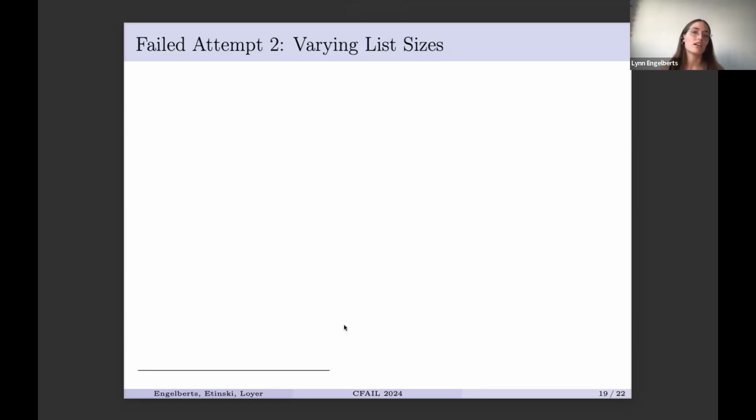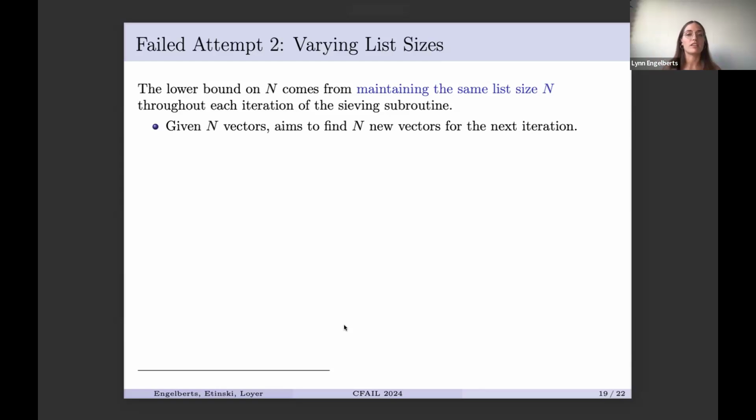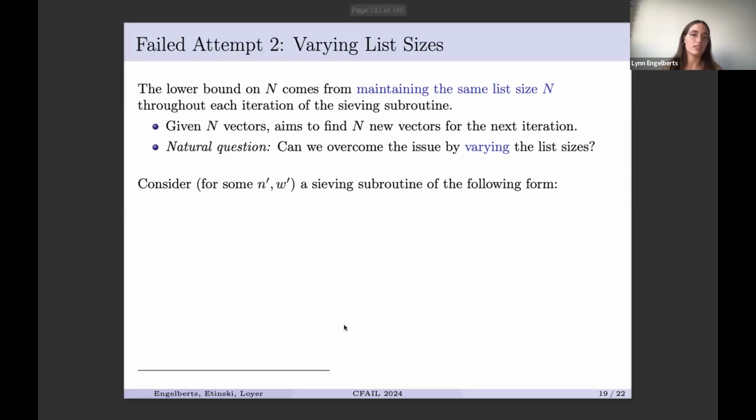Attempt 2 is where we modify the list sizes. So more precisely, recall that this lower bound on capital N comes from maintaining the same list size throughout each iteration of the sieving subroutine. So we're given N vectors, and we want to find N new vectors for the next iteration. What if we vary the list sizes? So consider the following sieving subroutine that samples a list of capital N0 vectors of weight W prime, and this capital N0 is not defined yet.